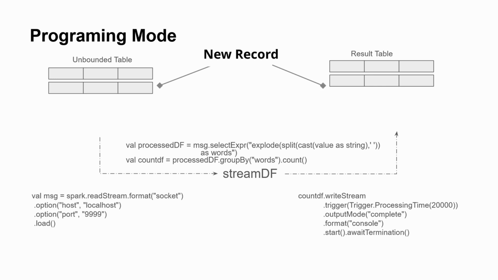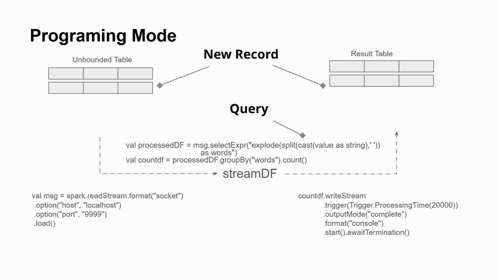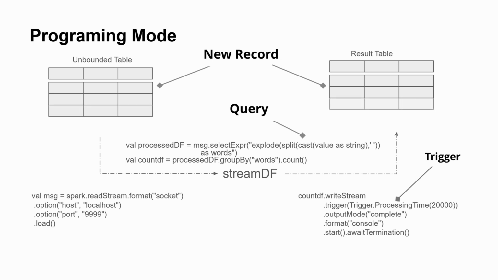Once the data has arrived in our unbounded table, developers can define a query on this conceptual input table as if it was a static table. Spark Structured Streaming will then automatically convert this batch-like query to a streaming execution plan. Finally, developers specify trigger policies to control when to update the result. Each time a trigger happens, Structured Streaming checks for new data, that is, new rows in the input table, and incrementally updates the result table.